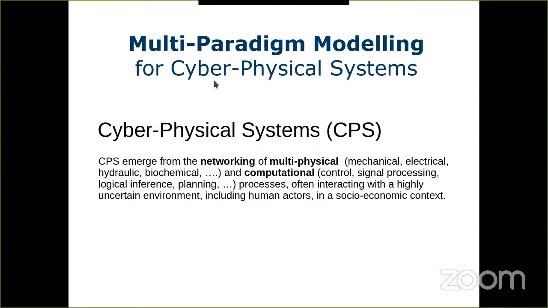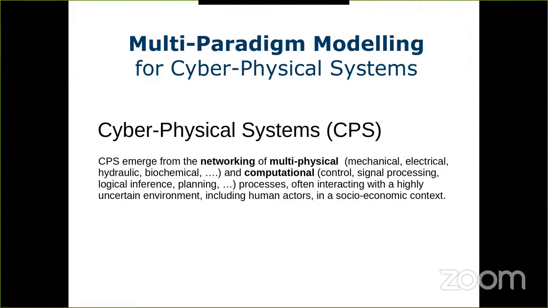Okay, but maybe it's time for some definitions, because these are what's in the name, of course. What is multi-paradigm modeling? What are cyber-physical systems? Most of my talk will be about multi-paradigm modeling, and maybe even more about dealing with complexity. And we'll see that multi-paradigm modeling is a way of dealing with complexity, is trying to structure the many ways in which we deal with complexity.